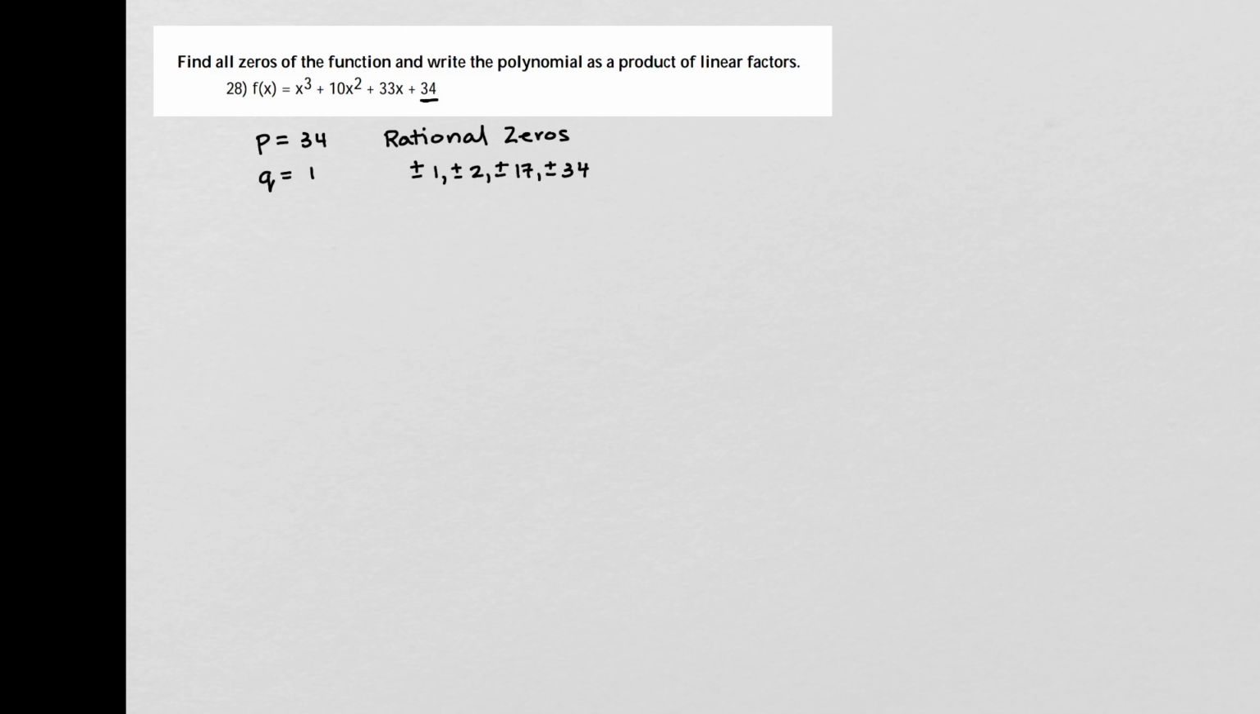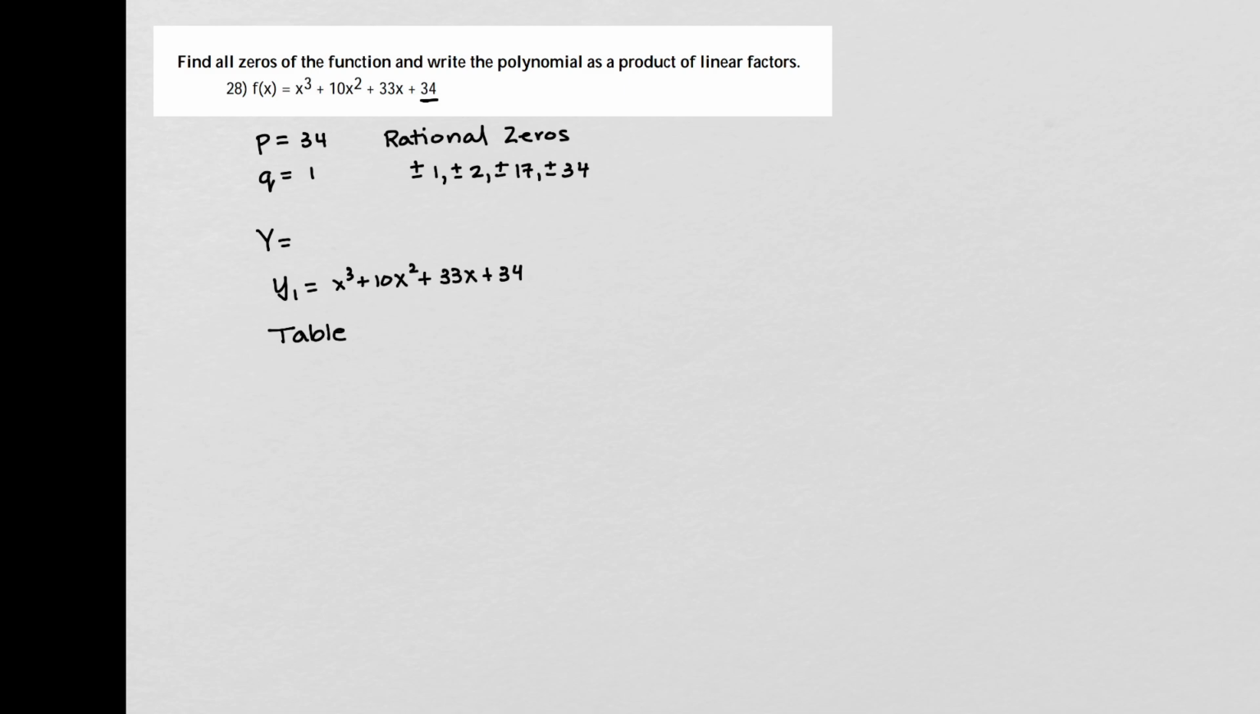If I didn't have a graphing calculator, I could just go through and try them one by one using synthetic division. But in order to speed up this process, I'm going to go to my calculator. In y equals, I'm going to let y1 equal my function. And then I go to the table by pressing second and graph.